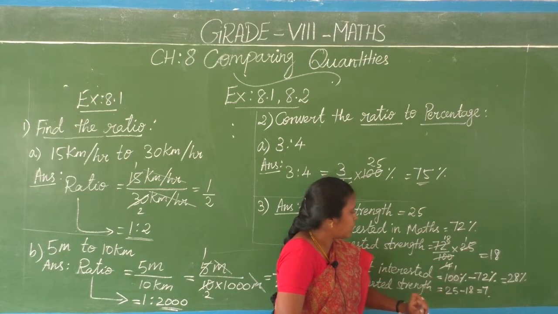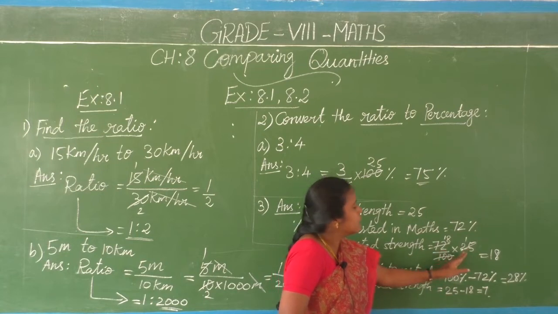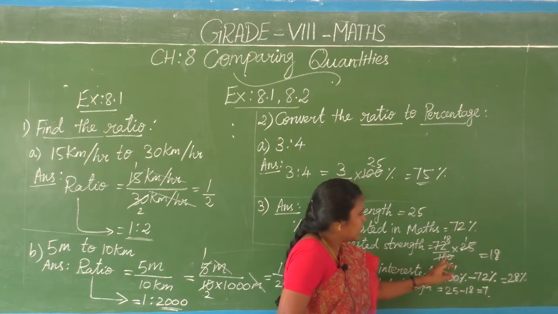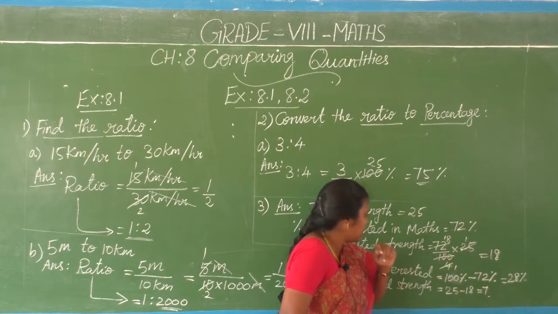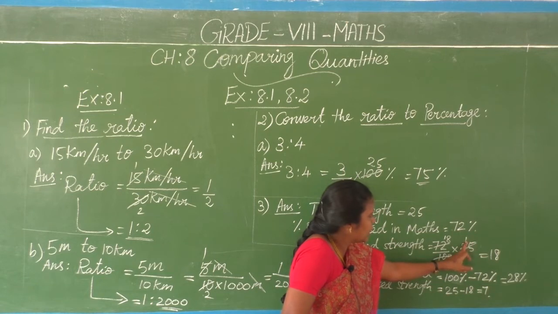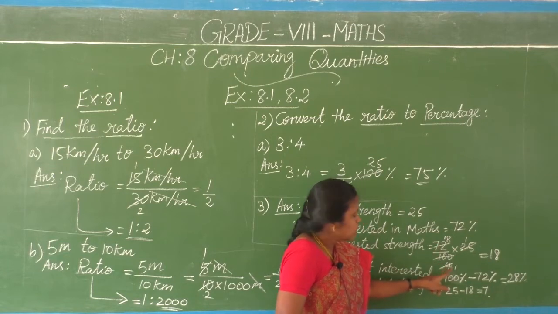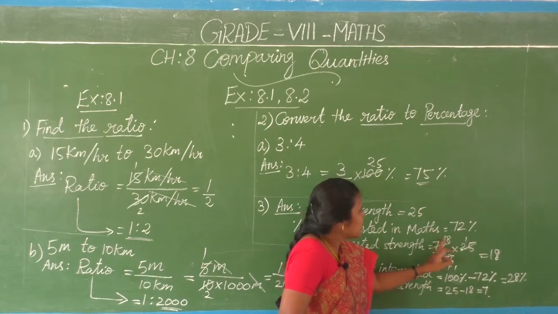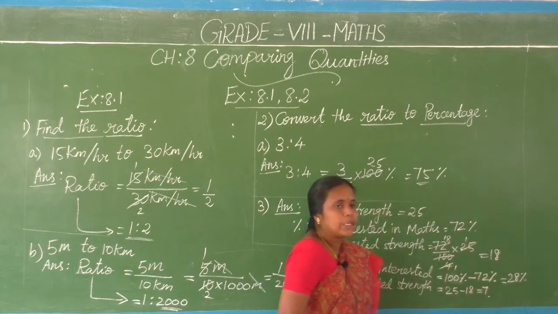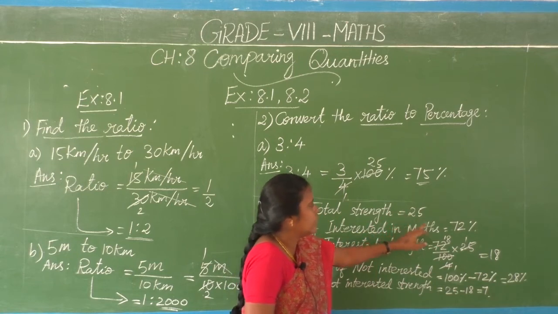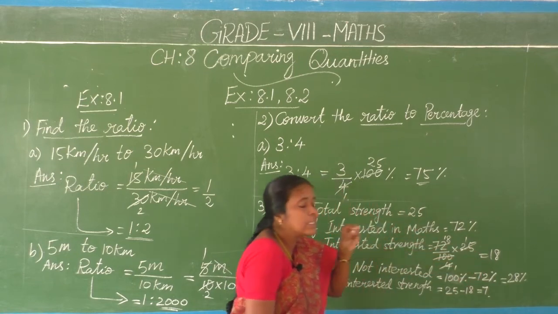72% of 25. What comes? 72 by 100 into 25. If you simplify 25 and 100, directly we can cancel. 4 25s are 100. Remaining, if you see here 72, here 4. So 1 4 is 4, 18 4s are 72. So among the total strength of 25, 18 students are interested in maths.